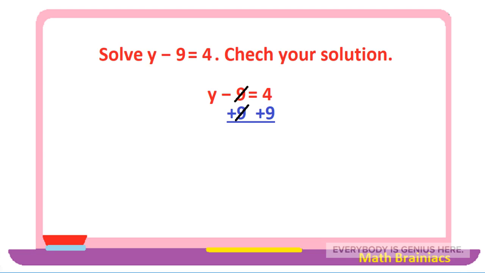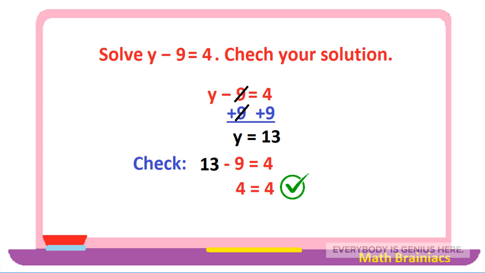On this regard, you can cancel out the 9 on the left side of the equation. And it will give us 4 plus 9 is equal to 13. Therefore, y is equal to 13. To check if our solution is correct, let us rewrite the expression y minus 9 is equal to 4 again. Then, substitute the value of y in the given expression. Accordingly, it will give us 13 minus 9 is equal to 4. And we can come up with 4 is equal to 4. Therefore, our solution y is equal to 13 is correct.